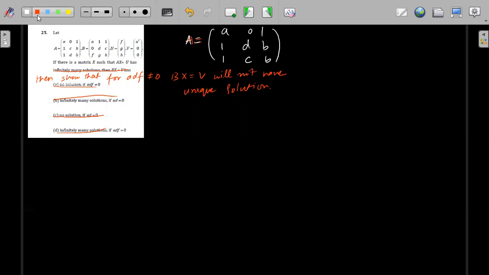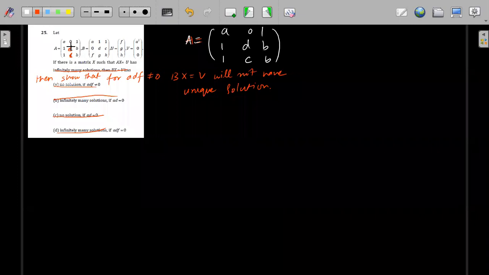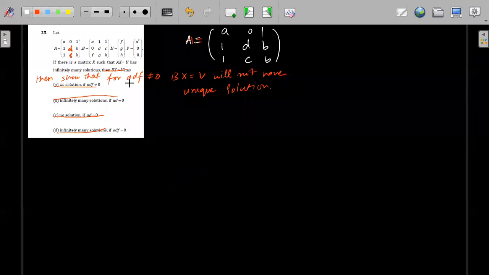Change the value of A. So this was D and this was C. However, I think it won't matter much, but this was the original question. Just write the original question where they have asked you to find. So this was given that matrix A such that Ax equals V has infinitely many solutions. Then you have to show that ADF is not equal to 0, and Bx equals V will not have a unique solution.